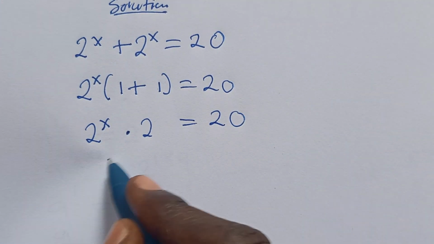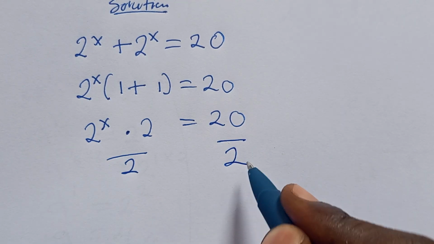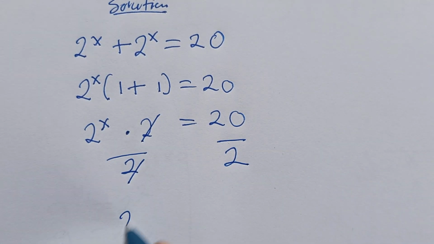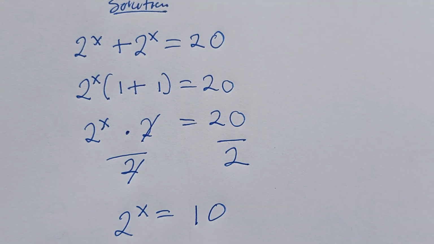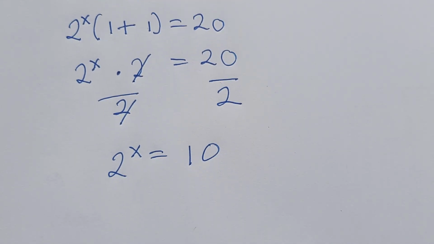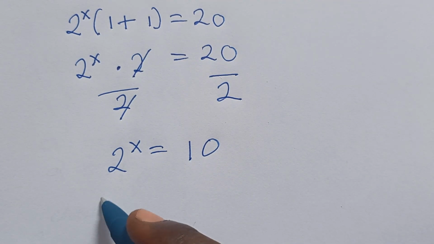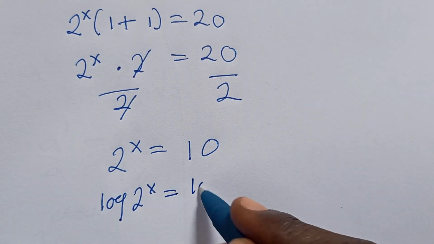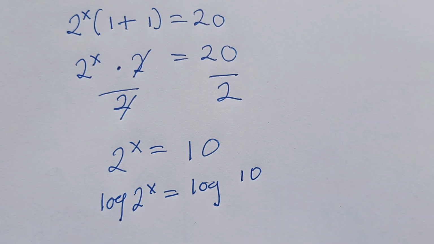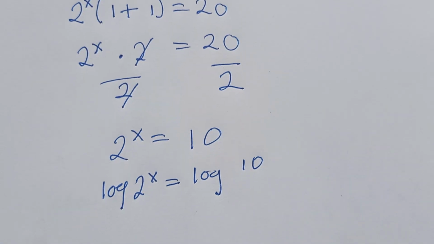We can now divide here by 2, divide here by 2. 2 divides 2, we are left with 2 to the power of x equal 20 divided by 2, we are left with 10. So we are asked to find for x. So now we can apply log on both sides: log of 2 to the power of x equal log of 10. Of course, this is what we have.